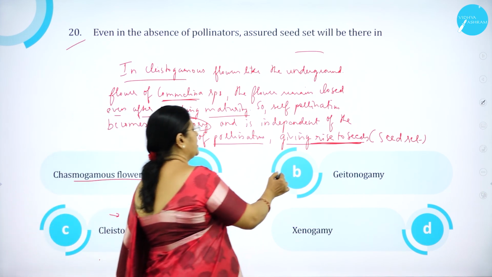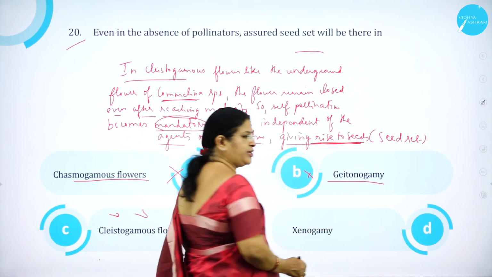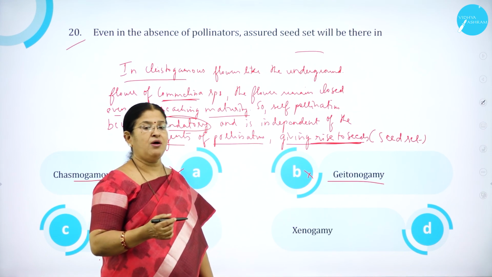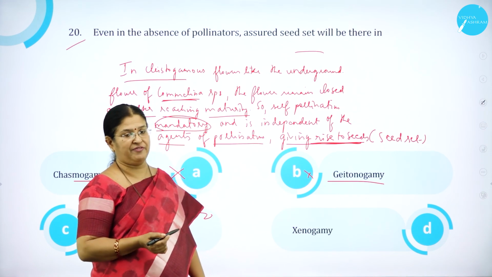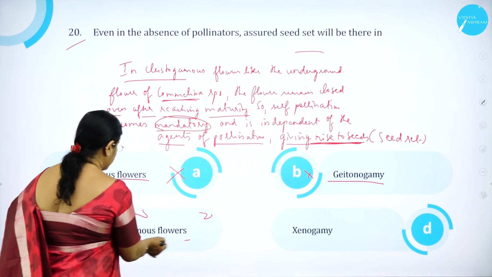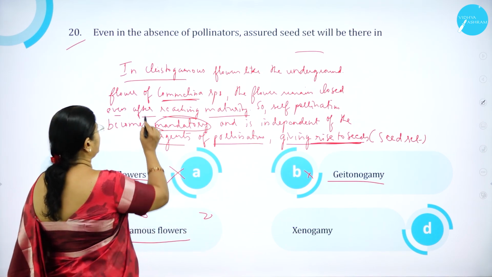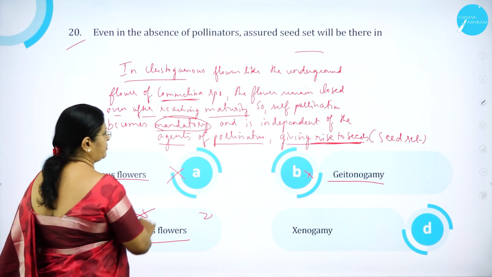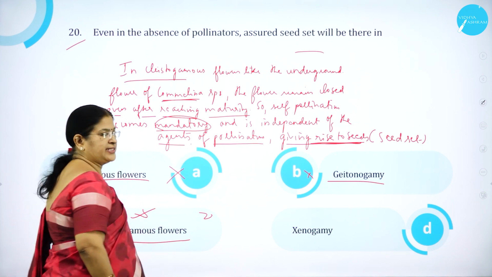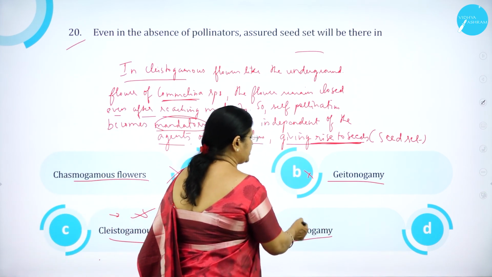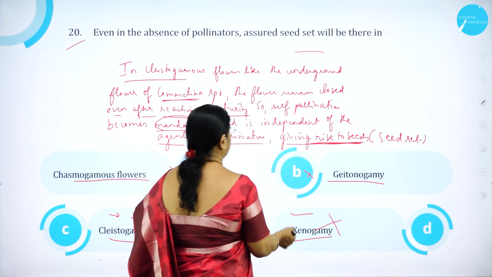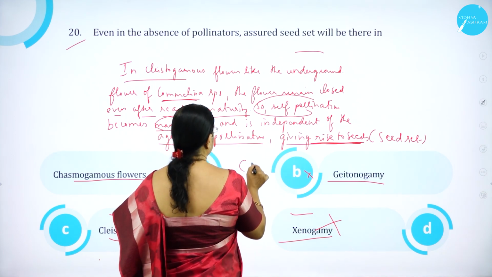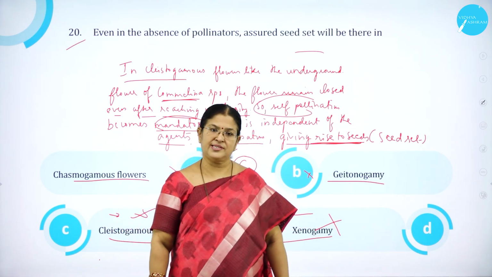No. B, geitonogamy? No. What is geitonogamy? It is a transfer of pollen grains from the anther of a flower to the stigma of the same plant but a different flower. Right? Cleistogamous flower, as I said, like the underground, the flower remains closed even after maturity. So, self-pollination is quite possible and is independent of agents of pollination. Xenogamy is nothing but a type of cross-pollination. So, it is wrong. Self-pollination is possible here. So, cleistogamy, option C is correct.